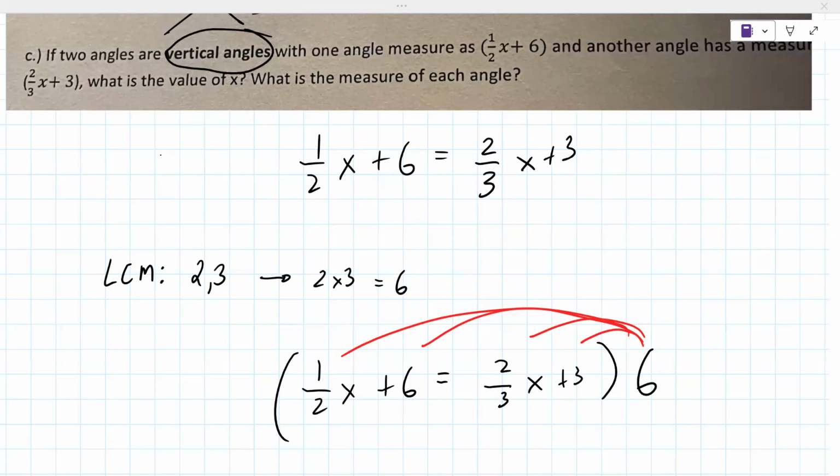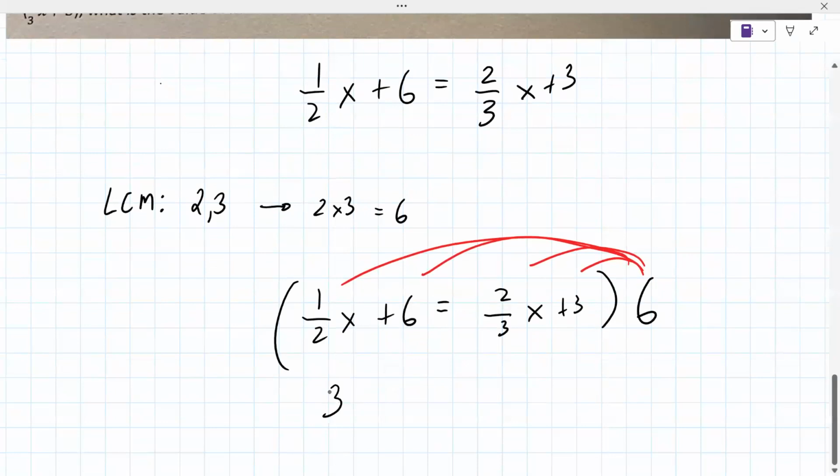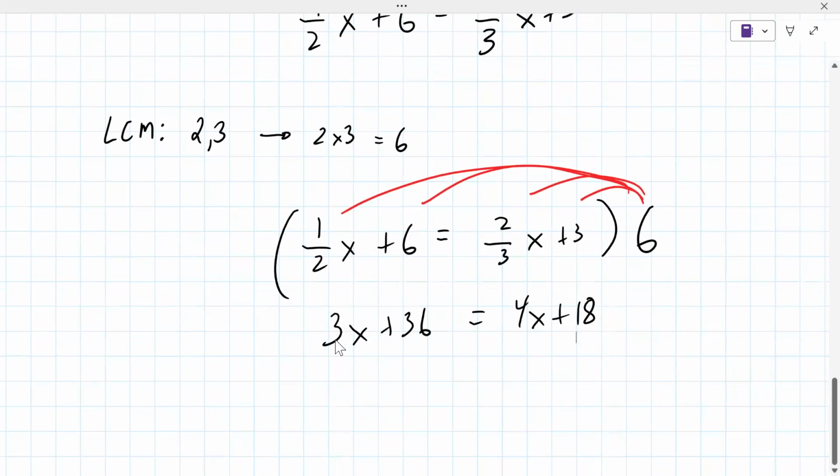Okay, I got 3x plus 36 equals 4x plus 18. Good. Okay, that's really good. This one is solved a little bit differently than the other ones. You have to decide which way to move the X. Your dad was asking about this the other day. You always move the smaller to the larger. All right. So give this a try, please.